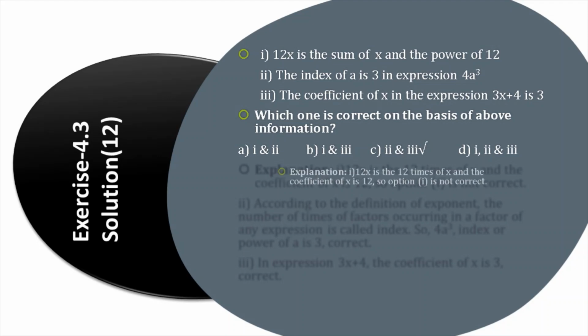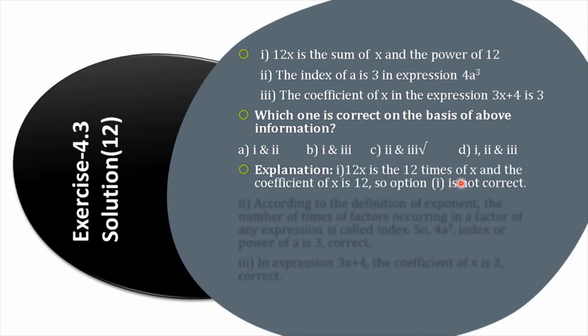Let us see the explanation. 12x is 12 times of x and the coefficient of x is 12. So option 1 is not correct, my dear, because in here the coefficient of x is 12, not the power. The power is x to the power 1, that means the power of x is 1. That's why number 1 is not correct.